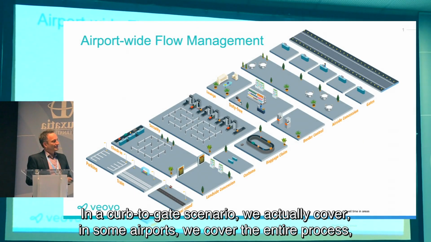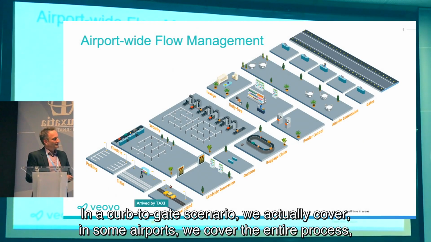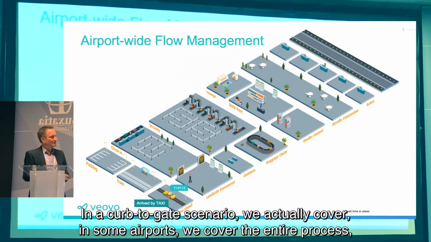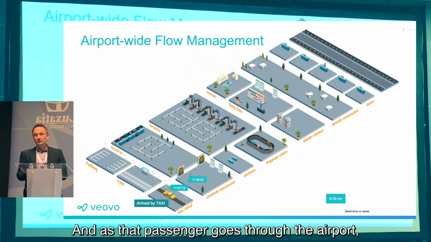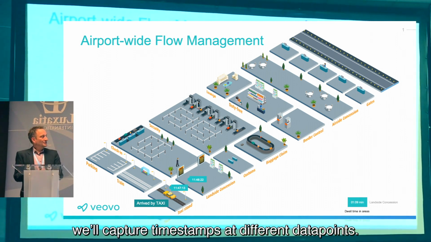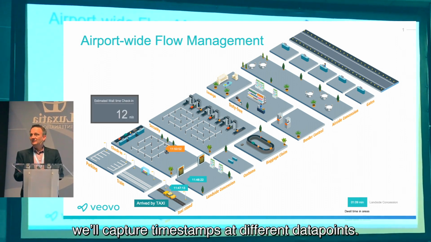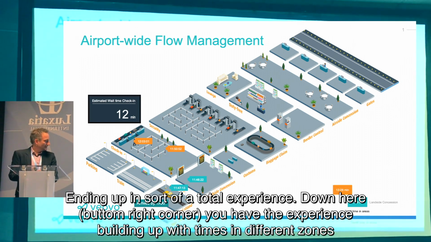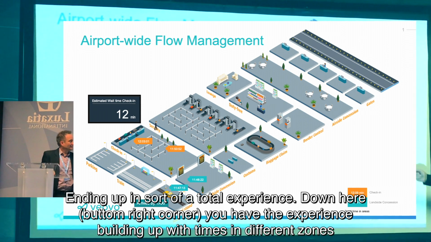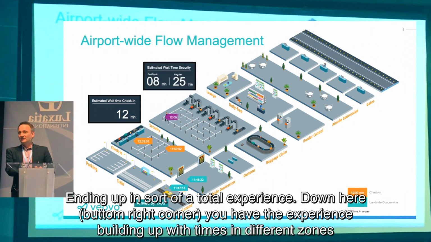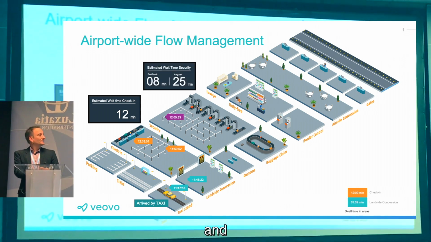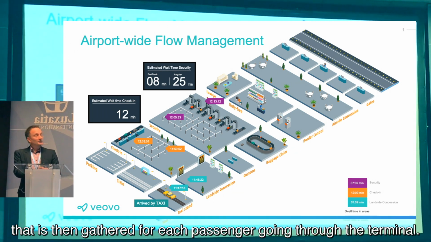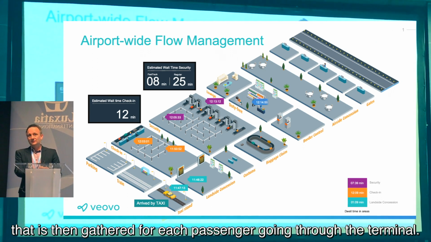In a curb to gate scenario, in some airports, we cover the entire process. And as that passenger goes through the airport, we will capture timestamps at different data points, ending up in sort of a total experience. You have the experience building up with times in different zones, and that's then gathered for each passenger going through the terminal.